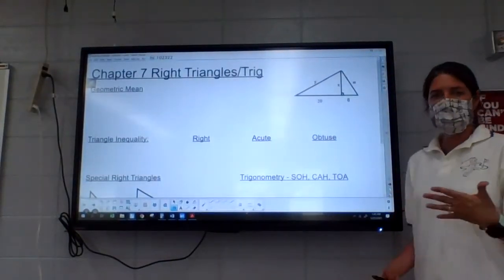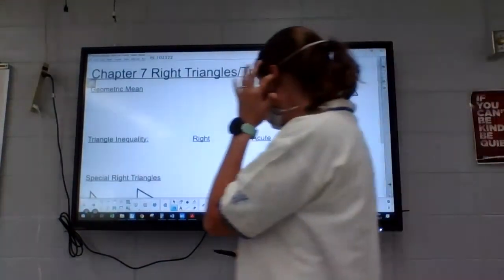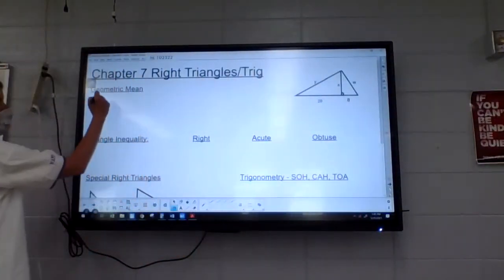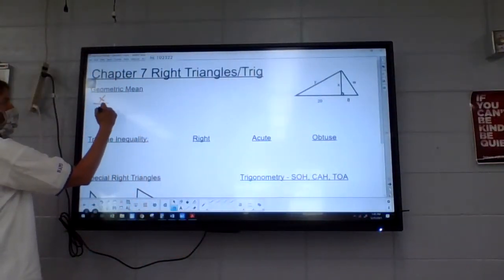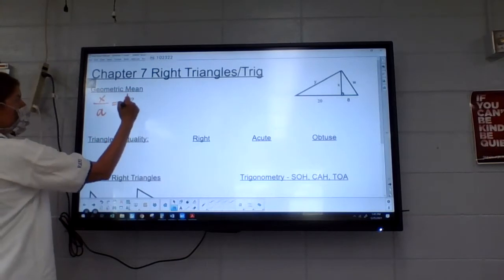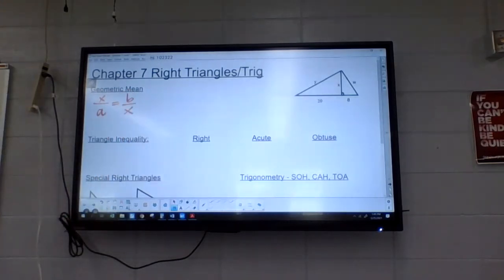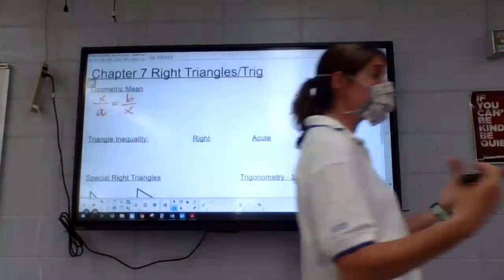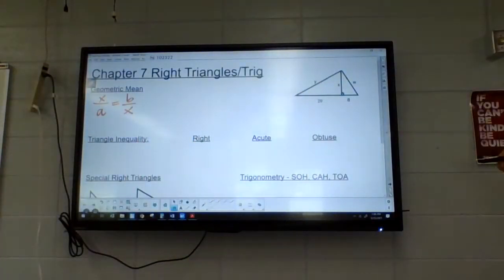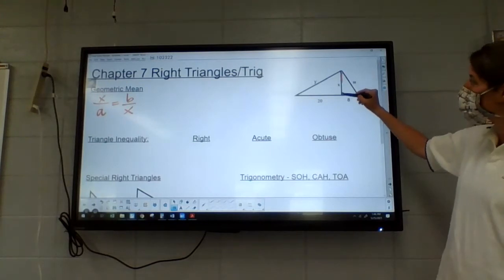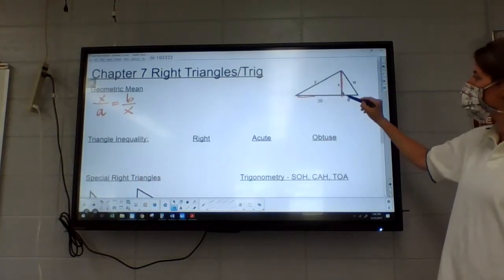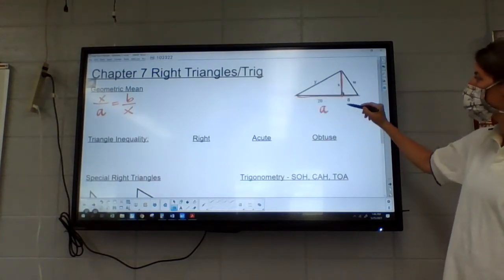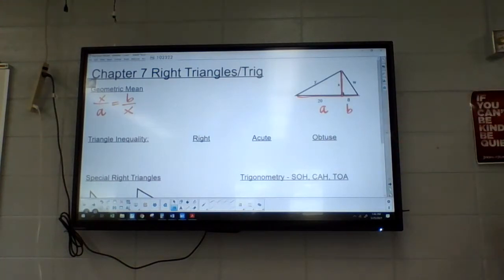Geometric mean is one of our things from chapter 7 that would have been really easy to forget about. So that's where we have the x in both positions, and then I cross multiply and solve this. Now the x is this side that's shared along with this a and b here. So this might be a good one to put on a note card in case you forget.